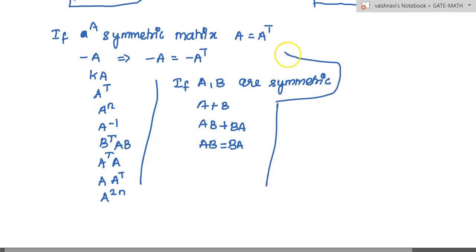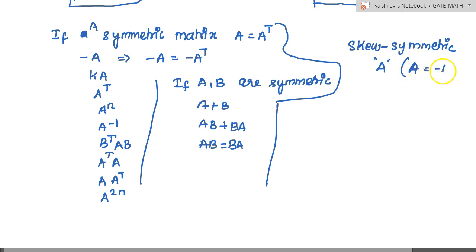Next one, we'll see skew symmetric. If A is a skew symmetric matrix, skew symmetric means A will be equal to minus A transpose. Then kA is also skew symmetric. A to the power 2n plus 1 here. Here A to the power 2n and A to the power n are symmetric. Here A to the power 2n plus 1 is skew symmetric.